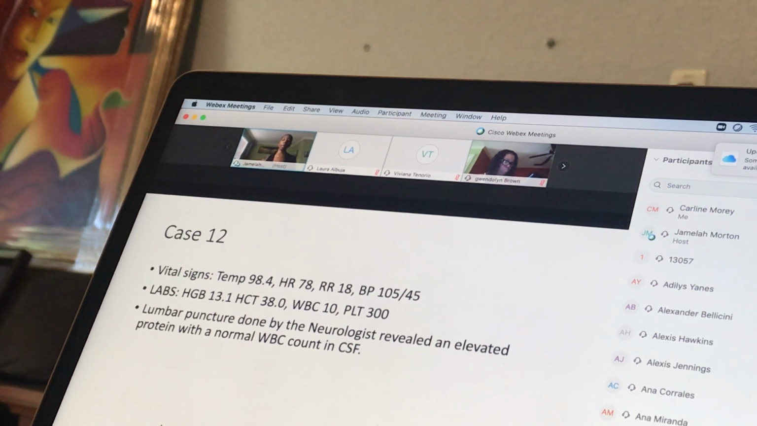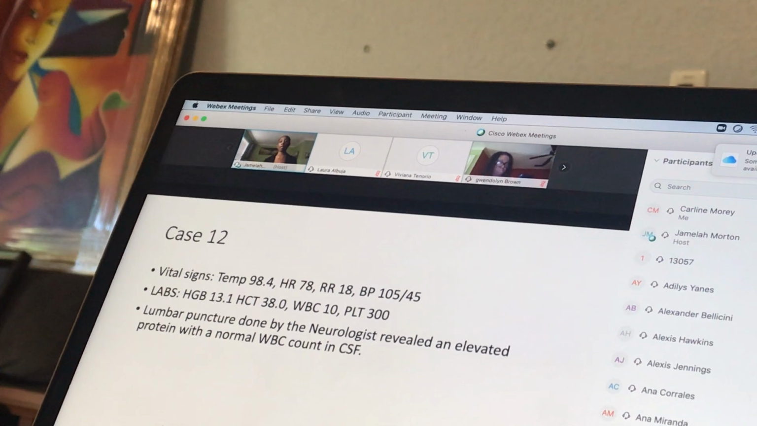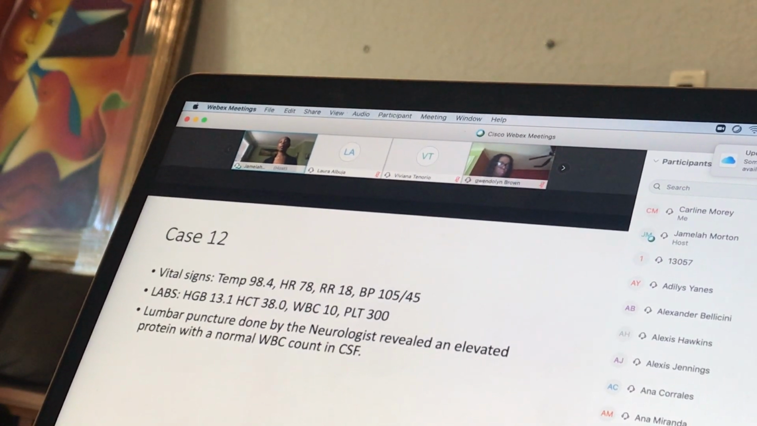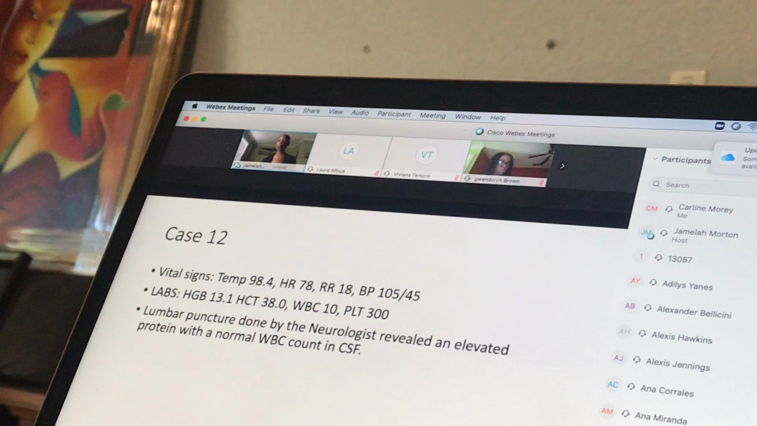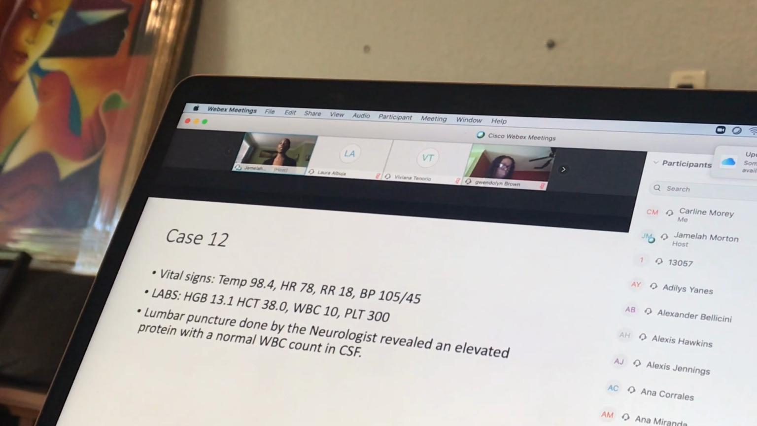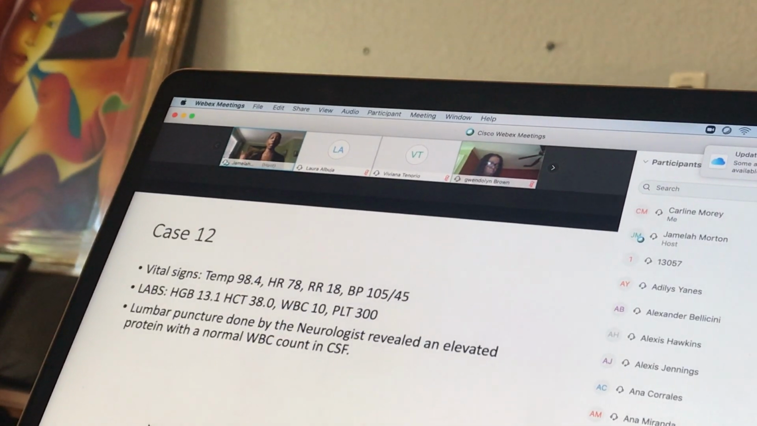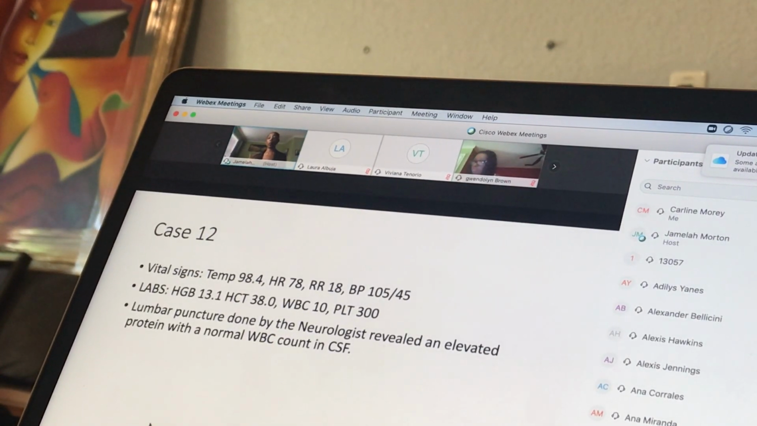You're going to ask the lab to spin it down, and you're going to be looking for something called xanthochromia. Xanthochromia is a byproduct of blood that occurs in patients who've had subarachnoid hemorrhages. So someone comes in complaining of the worst headache of their life, and you do a CT scan and you don't see any blood. You don't say, well, you don't have an aneurysm, you don't have a subarachnoid hemorrhage, I'll send you home. The appropriate thing to do in that patient is to do a lumbar puncture and look for what we call xanthochromia. And that's the byproduct of blood breakdown.